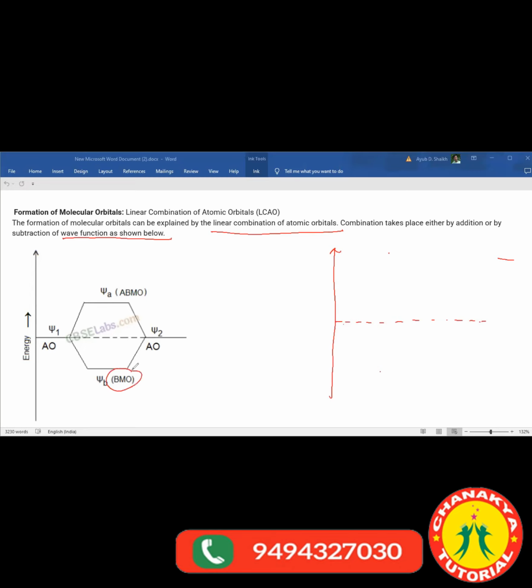Now, what do you mean by BMO and ABMO? So this is the bonding molecular orbital. Okay, and these are the anti-bonding molecular orbitals. Now, the energy of the bonding molecular orbital is always less as compared to the anti-bonding molecular orbital. Its energy is more, right? The bonding molecular orbital will be shown by psi b, and the anti-bonding would be shown by psi a.